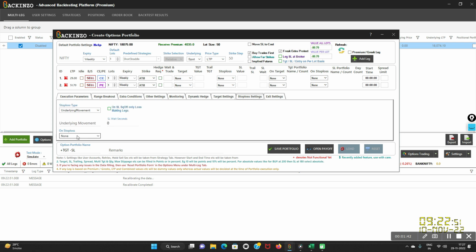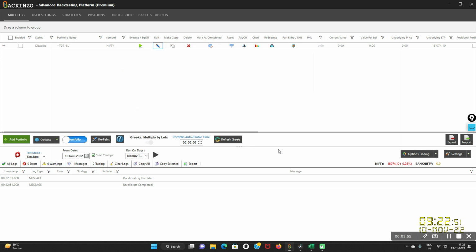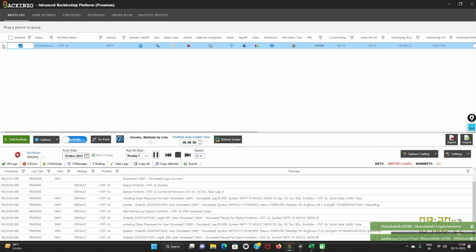And under the stop loss setting, I want it to be in the minus, meaning downward direction minus. Then herein I have to specify minus 35, right? And I'll quickly save this portfolio with the name plus target and minus stop loss. And my portfolio is saved. I'll enable it, recalibrate it. I'll run it over simulator.